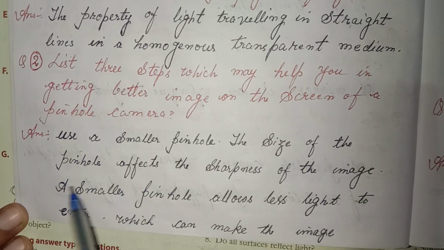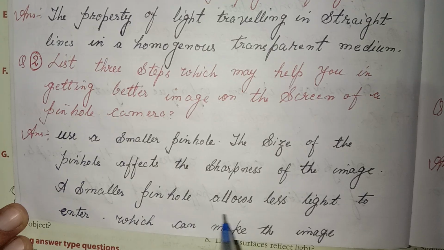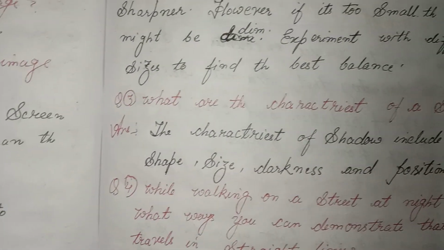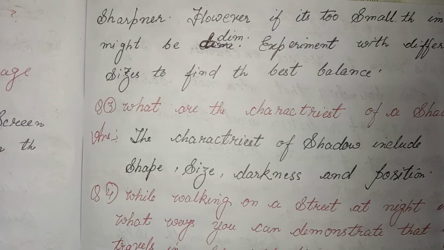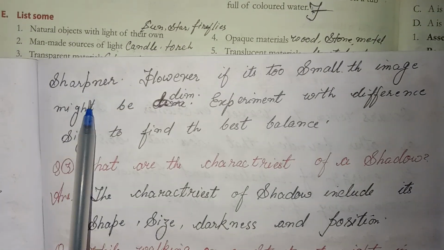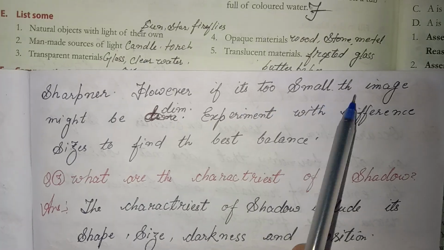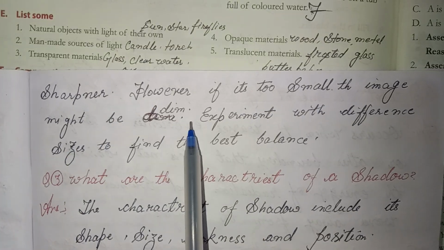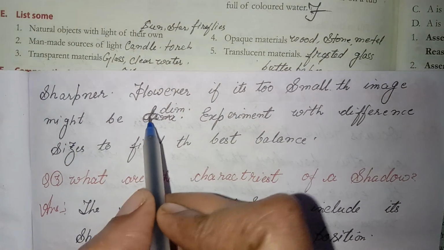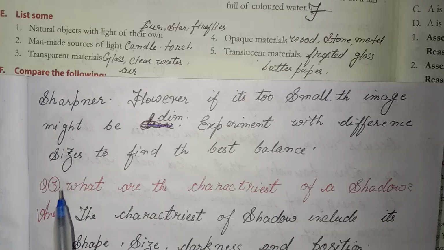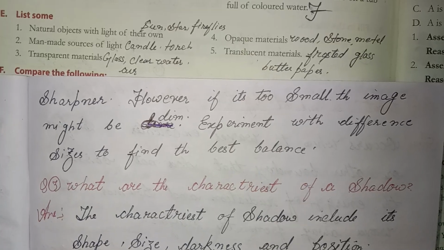The size of the pinhole affects the sharpness of the image. A small pinhole allows less light to enter, which can make the image sharper. However, if it's too small, the image might be dim. Experiment with different sizes to find the best balance.